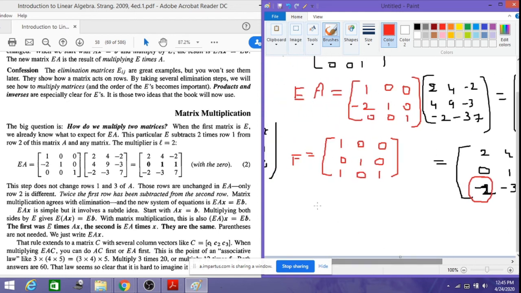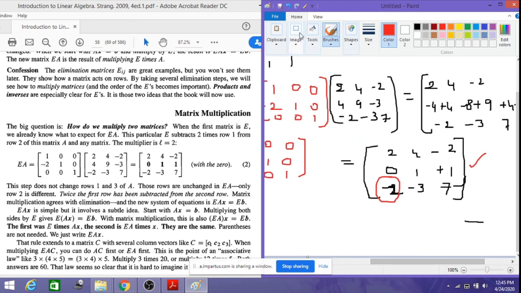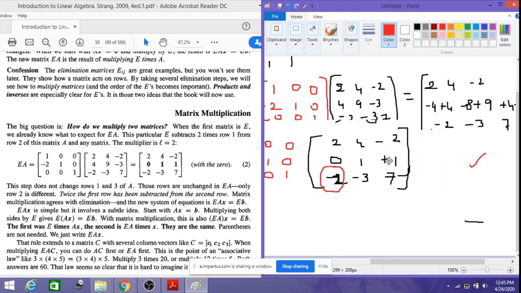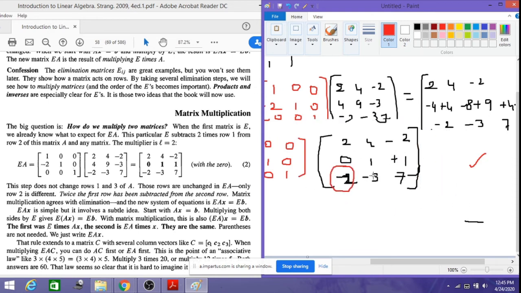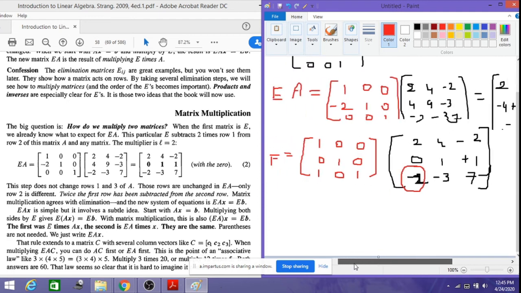Now if you multiply this with this, what do we get? Let me bring this here. I'll shift this entire thing so that I can avoid writing these terms. Now if I multiply this, what do I get? Let's see what we get here.